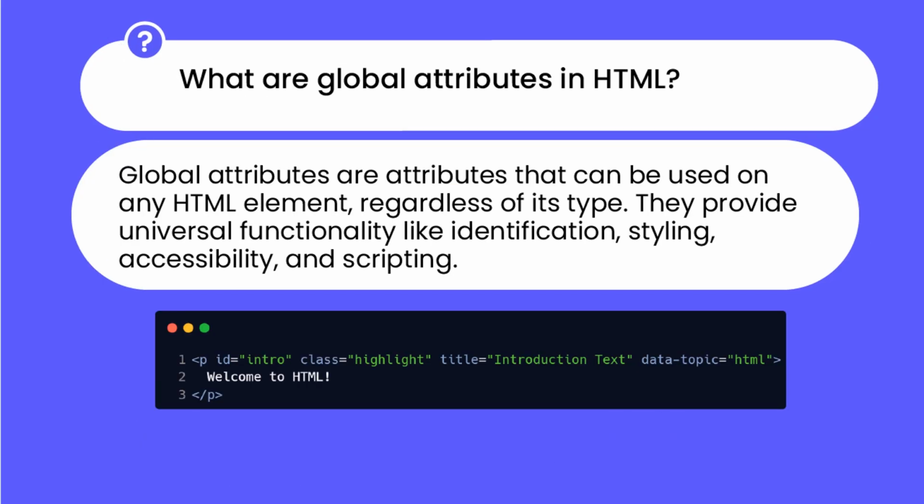What are global attributes in HTML? Global attributes are special attributes you can add to almost any HTML element. They include things like ID, class, style, and title. These attributes help to identify, style, or add extra info to the elements, making your code more flexible and easier to work with.